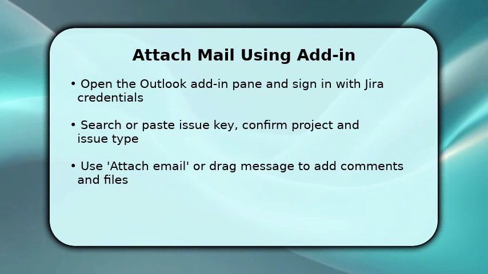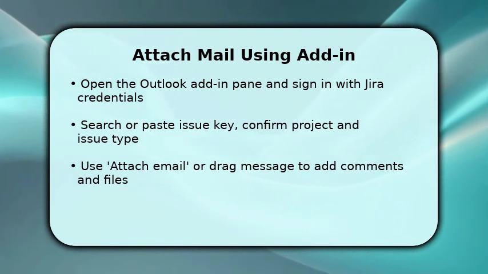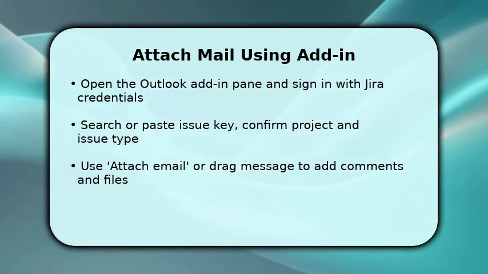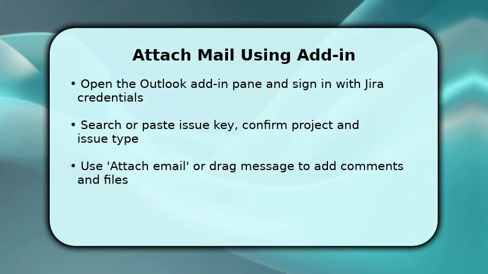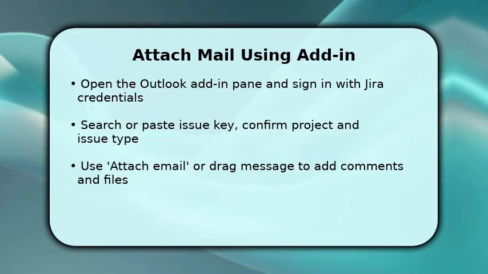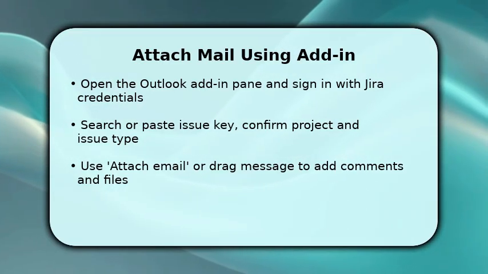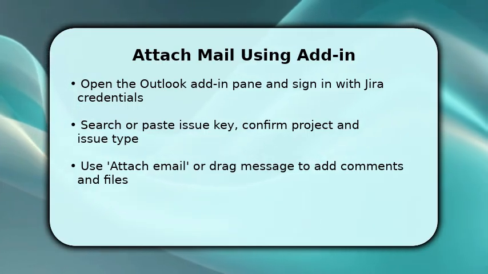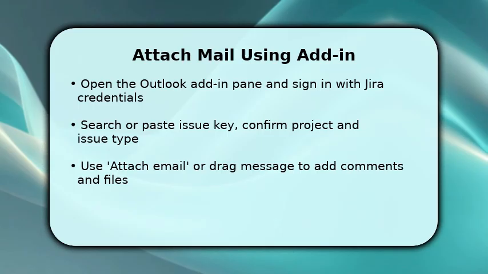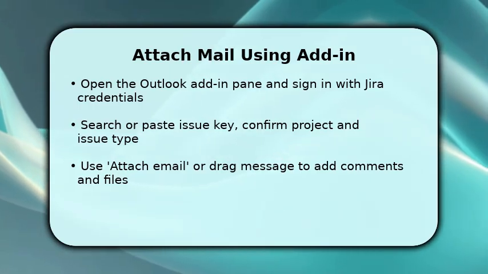You now use the Outlook add-in to perform the attachment. Open the add-in pane and sign into Jira. This authenticates you and links accounts, which is why signing in matters. Search for the issue key or paste it directly, then confirm the target project and issue type so the email lands in the correct place.